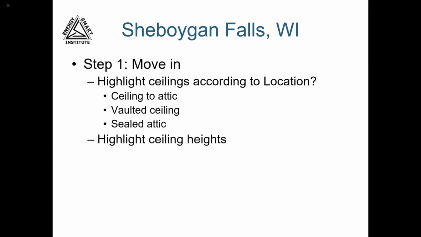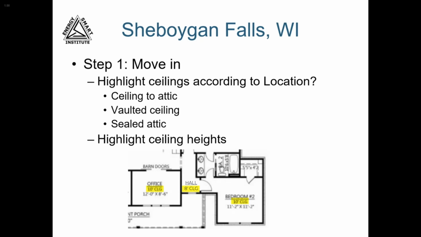You want to look for ceiling height notes and highlight those. They help when you're calculating volume, but they also help you note knee walls to the attic. If you have a room with an 8-foot ceiling and then one right next to it with a 10-foot ceiling, there must be a 2-foot wall between the conditioned space of the 10-foot room and the attic over the 8-foot room. That's a wall that you want to highlight in your knee wall color of highlighter.